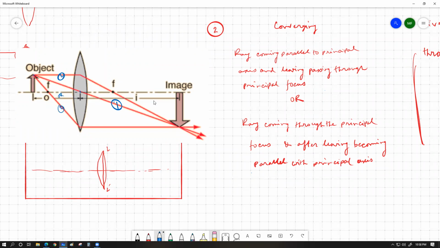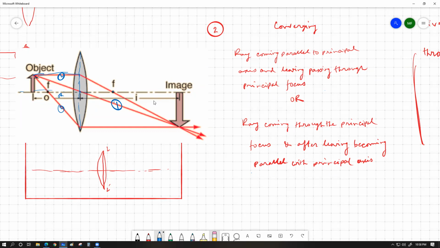So the first definition that I can give you: a ray coming parallel to the principal axis and leaving, passing through the principal focus. This ray is coming parallel with the principal axis. This dotted line is your principal axis. It is coming parallel with this one, and it's falling onto that imaginary aperture line of this lens, which is basically this point, and then bending in such a way that on the right side it passes through the principal focus and then keeps on doing its journey.